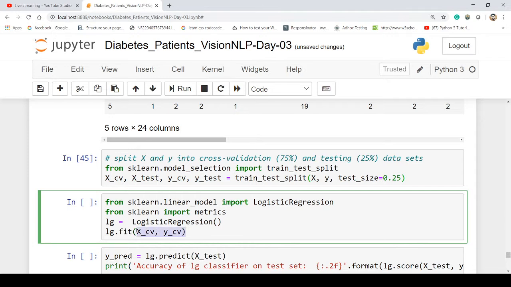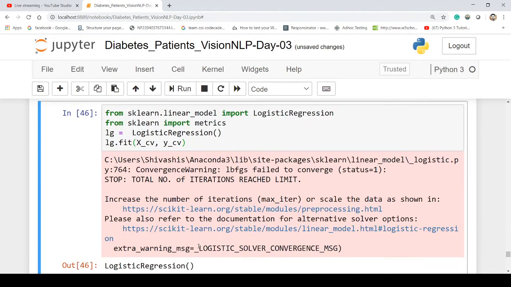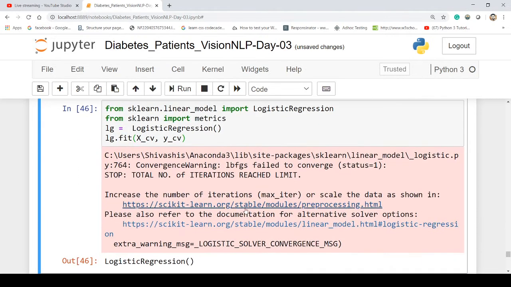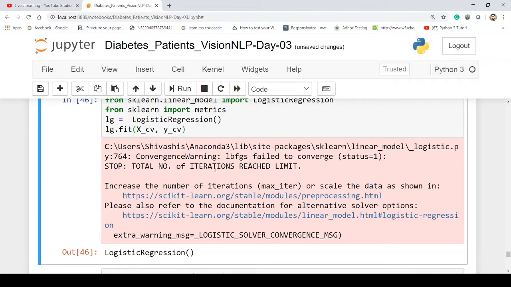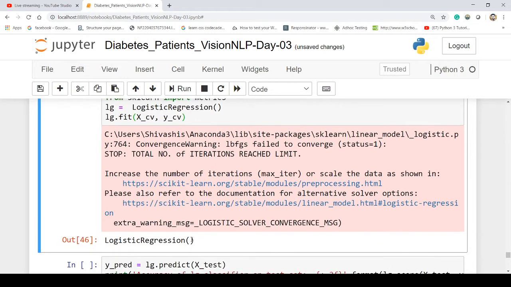Always take the train data when you fit the model, and when you predict, take the test data. This is a simple thing you should always keep in mind. So this is my training data, that is why I'm fitting here. Yeah, so your model has been fit. It is just giving a warning, but we can ignore it. That's fine. You can see here logistic regression has been built.